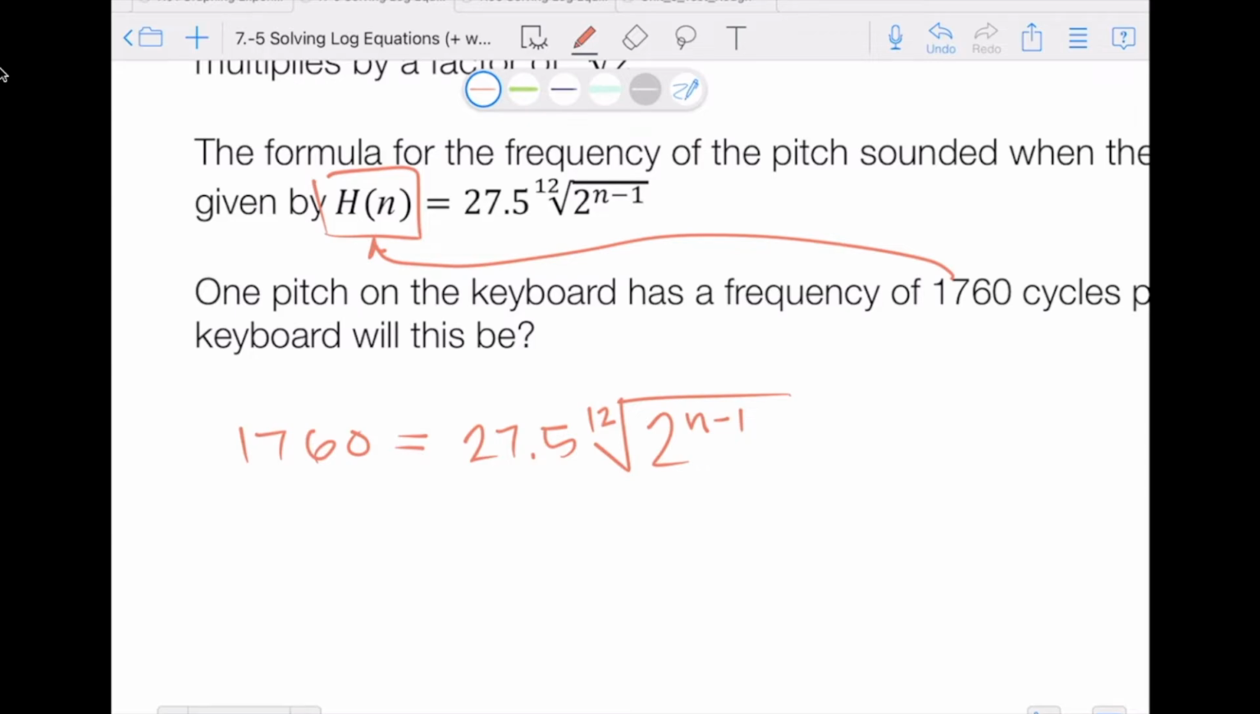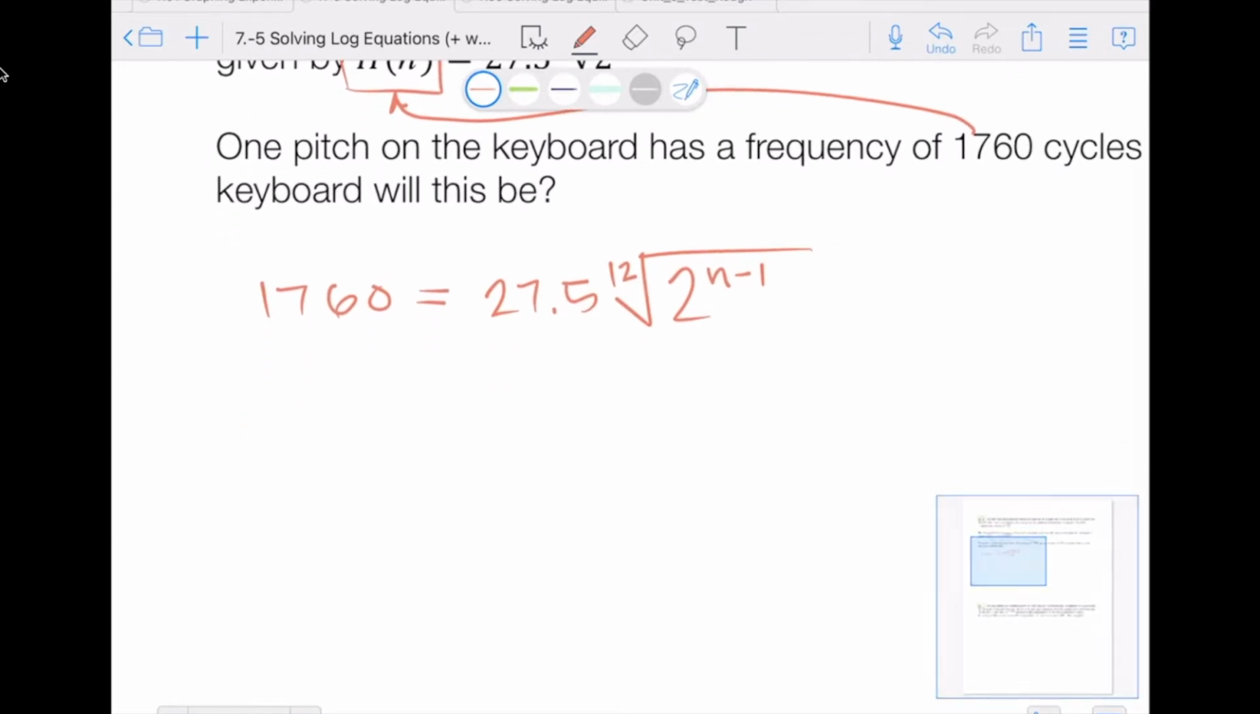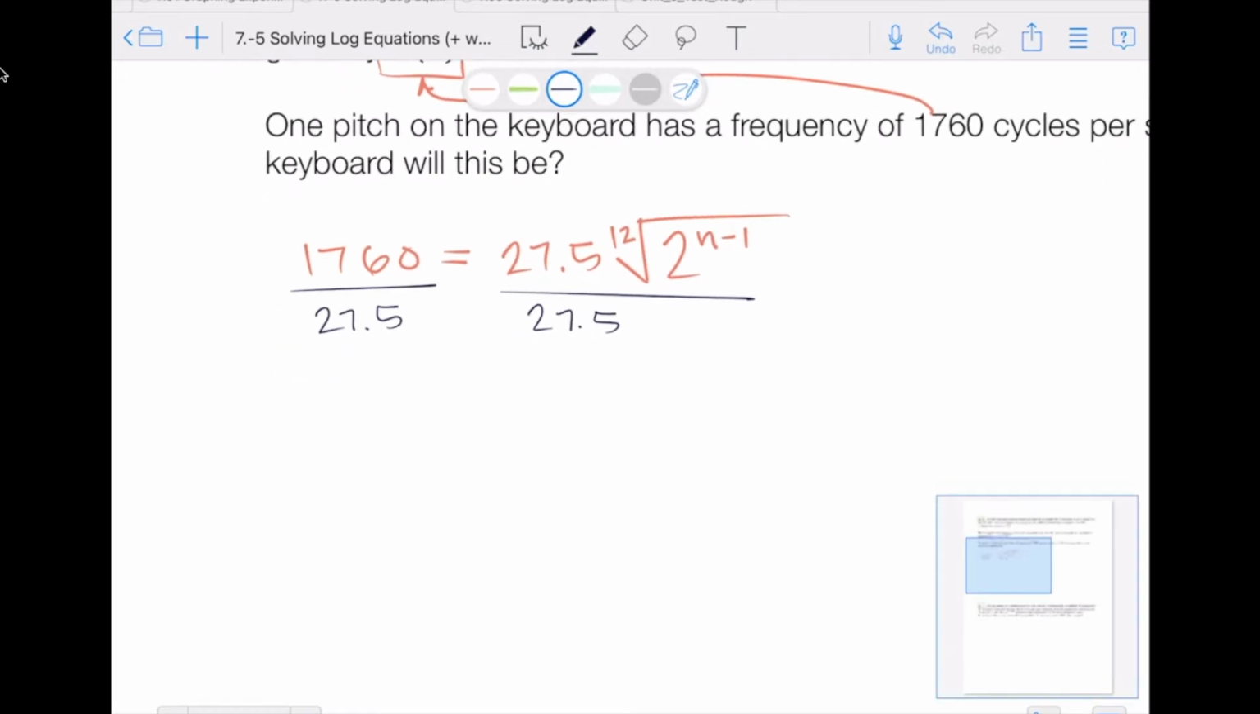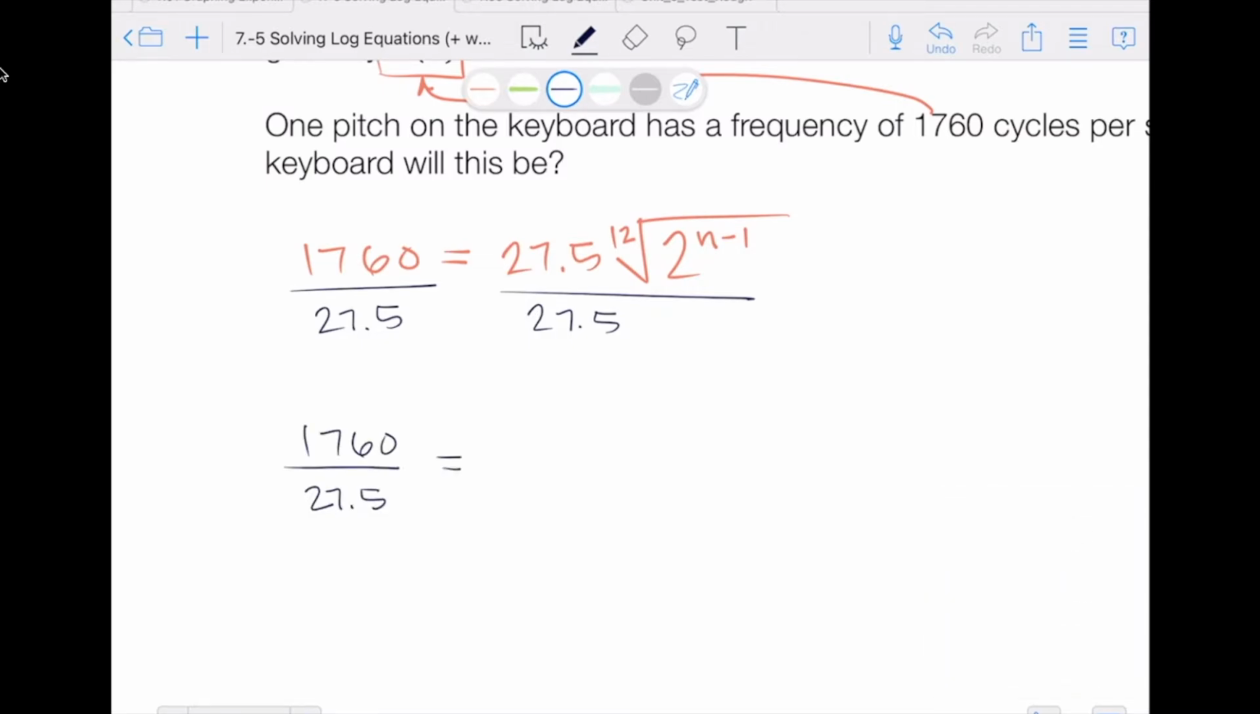So we're going to eventually use a logarithm here, but not quite yet, because we need to get this part right here isolated first. We're going to use our Algebra 1 concepts to get that 2 to the n minus 1 power isolated. So the first thing we want to do is divide both sides by 27.5. Now, if I divided that out, I'd get this long, messy decimal, and I don't want to deal with that. So I'm just going to leave the left side as 1760 over 27.5. And now on the right side, I just have the 12th root of 2 to the n minus 1.